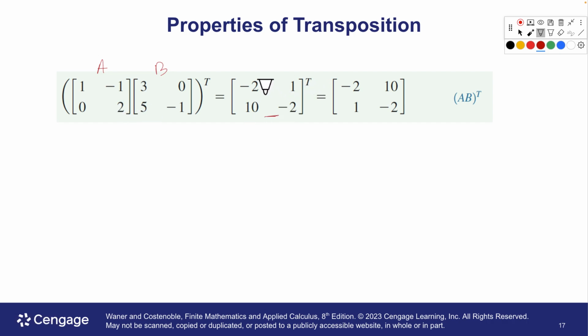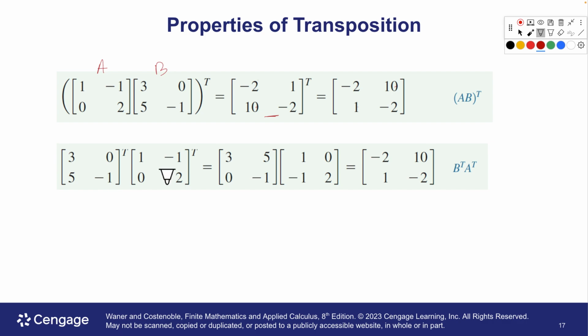Then we transpose it. So negative 2, 10 is going to become, the row becomes a column, right? Negative 2, 1 becomes negative 2, 1 in this fashion. So we see the transpose here. And then we take the transposes first, but notice this is the transpose of B, and this is the transpose of A. Then we multiply this way, right?